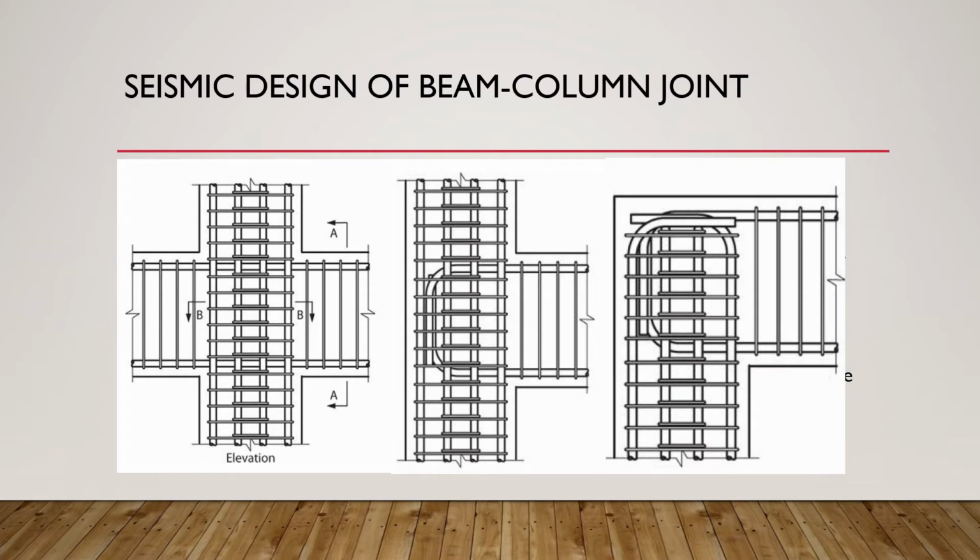Joint reinforcement generally comprises horizontal transverse reinforcement in the form of hooks and cross ties, plus distributed column longitudinal reinforcement. This figure shows an example of an interior connection with joint reinforcement that may be suitable for earthquake resistance.